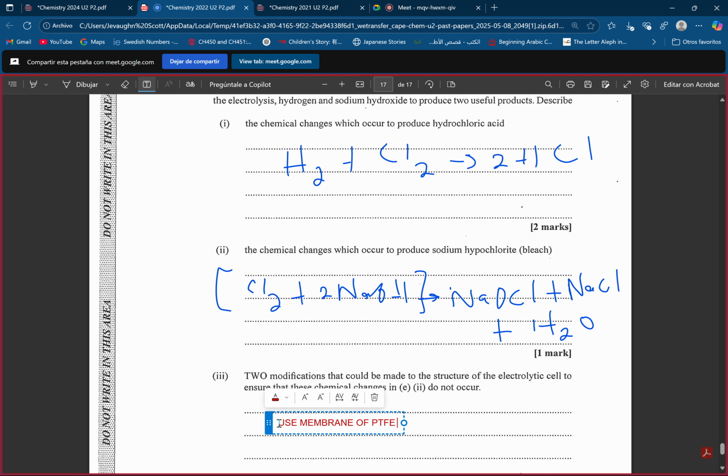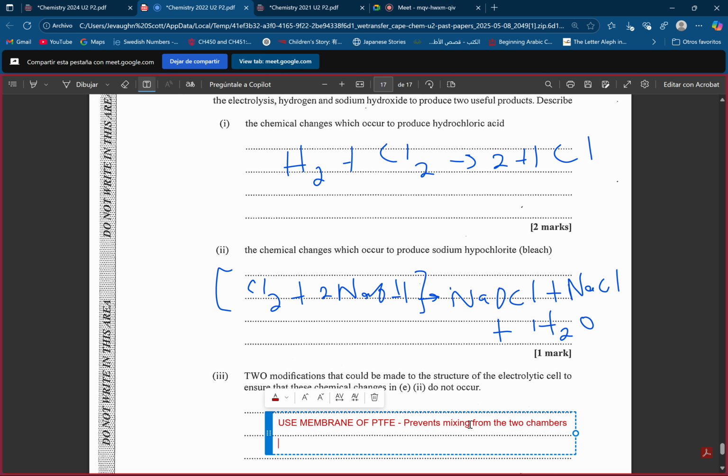PTFE, polytetrafluoroethylene. That is a membrane in the membrane cell. Lovely. And it prevents any mixing. So it prevents mixing from the two chambers in the cell, right?